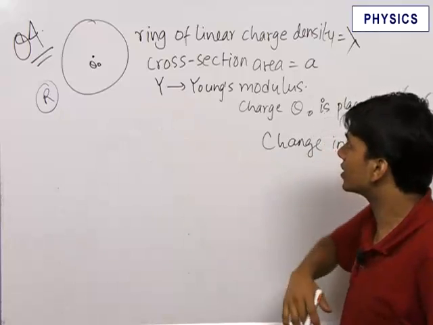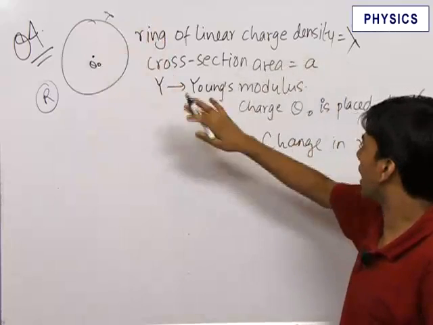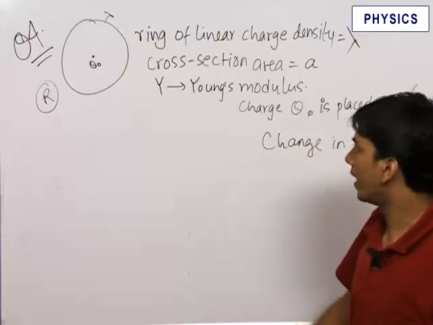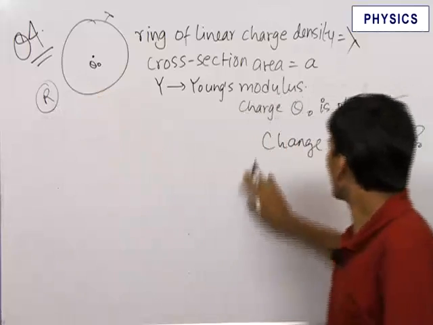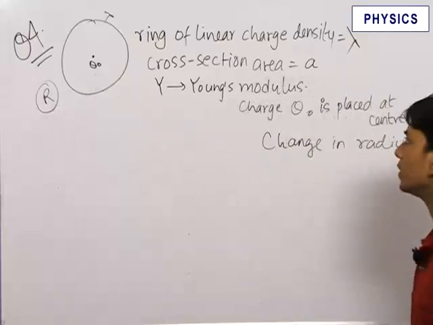We have a ring of linear charge density lambda, and the cross section area of the wire and the Young's modulus of the material of the wire by which the ring is made is given, and the initial radius of the ring is r. A charge q0 is placed at the center of the ring. We need to find out the change in radius of the wire.